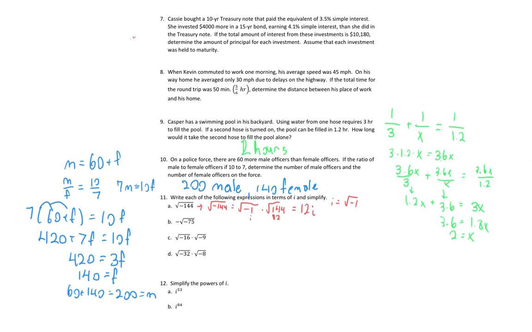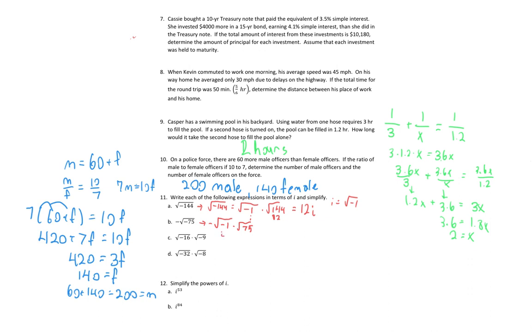Going to the next one, we can do the same thing. That negative is going to hang out front. I'll say this is -1 times square root of 75, to figure out what comes out of the square root of 75. Because it's negative 1, that's i.